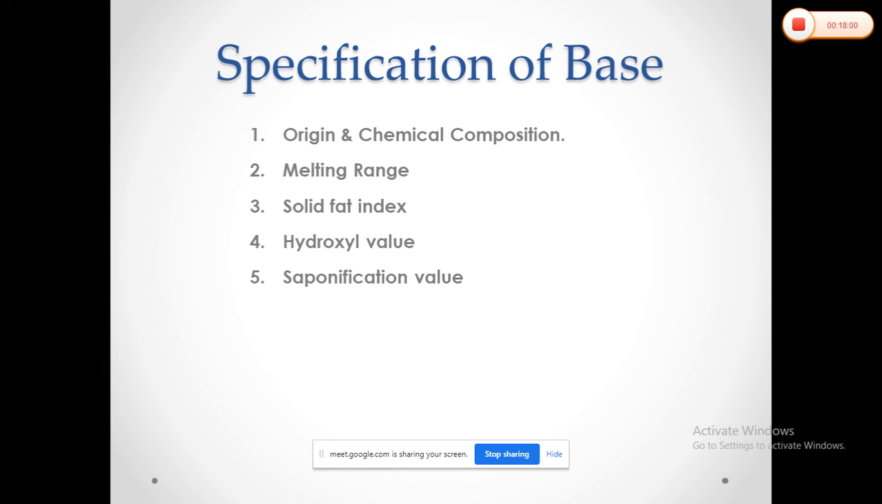So the range should be in between 200 to 245 mg. Again the same thing, it is the indication of the type of glycerides as well as the amount of glyceride present. So it will represent whether it is a monoglyceride, triglyceride or diglyceride. It is called the saponification value.